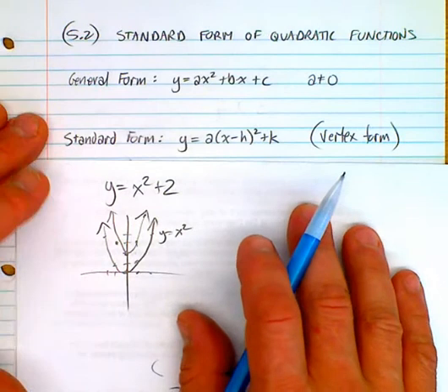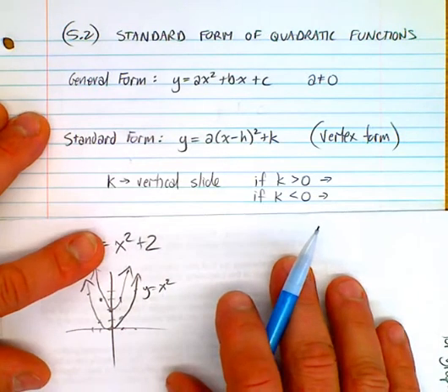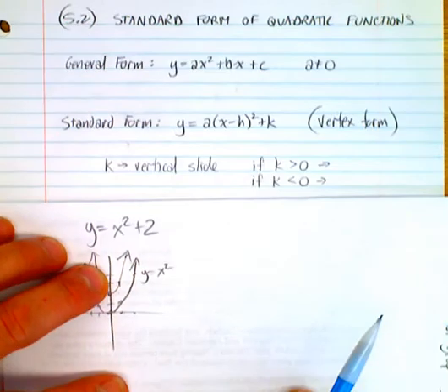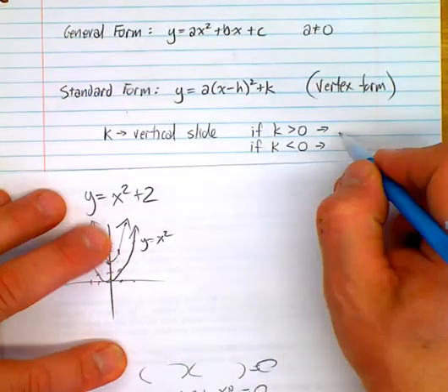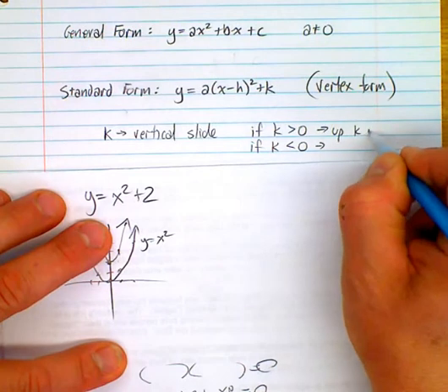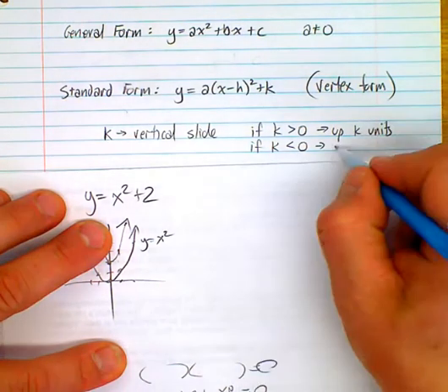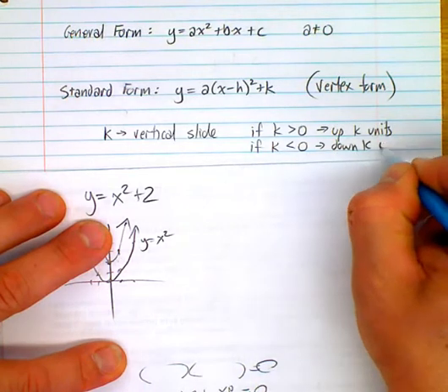Here's a quick summary for the vertical slides. K is what we call a vertical translation or a vertical slide. If K is greater than 0, then it goes up K units. And if it's less than 0, then it goes down K units.